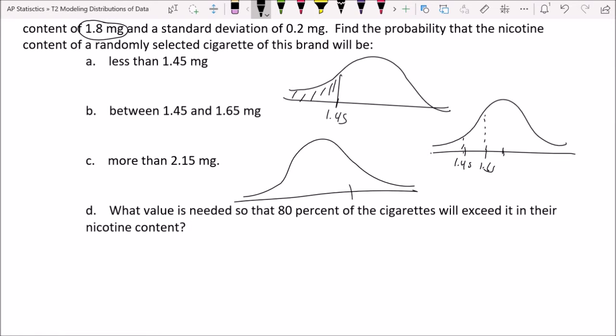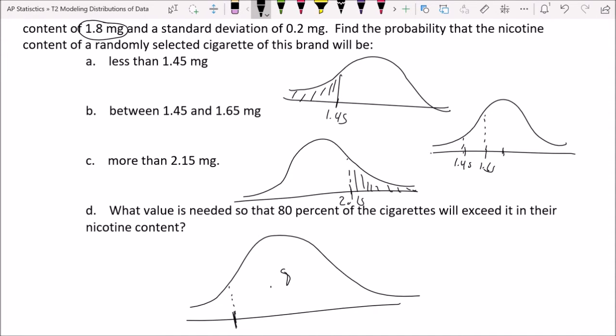They said more than 2.15, so the 2.15 area is to the right because it's more than. And then what is the last one? What value is needed such that 80% of the cigarettes will exceed it in their nicotine content? Now, check yours really quickly. What did you type in the calculator for that one?